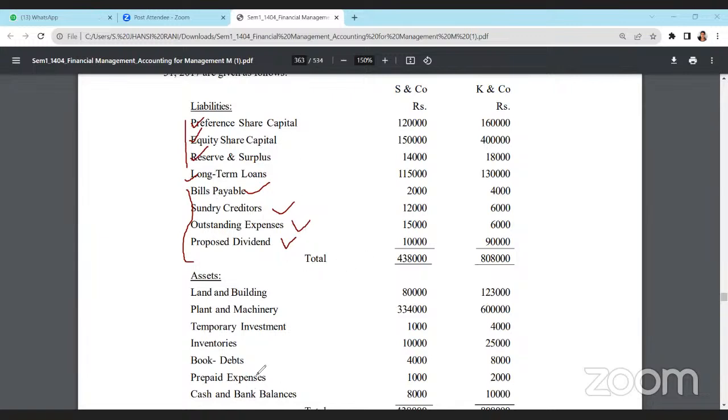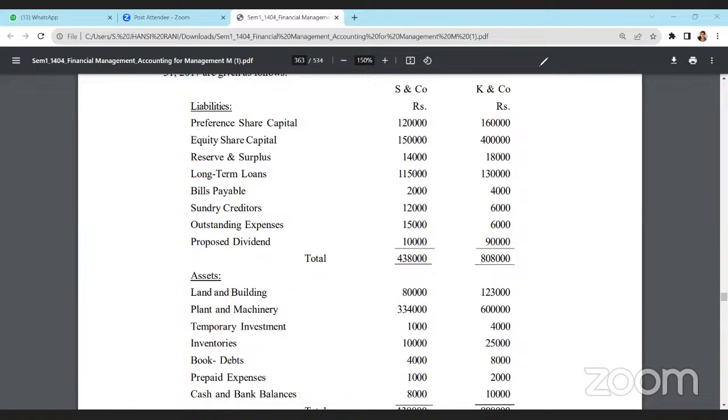Next, under assets, again we have cash and bank balances, prepaid expenses, book debts, inventories and temporary investment. This all comes under current assets, that is Roman number 1. And these 2, land and building, plant and machinery, are Roman number 2, that are fixed assets. So these 5 are current assets, these 2 are fixed assets. We'll add this. This is the format, you know this, yes?